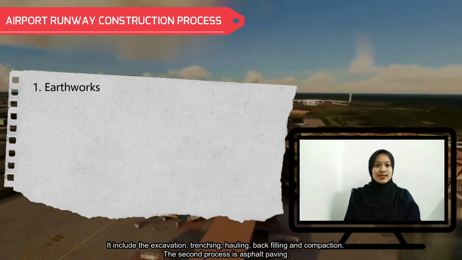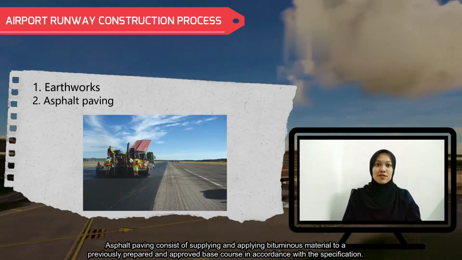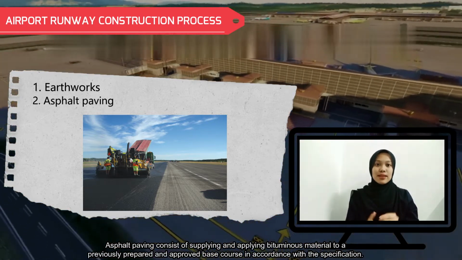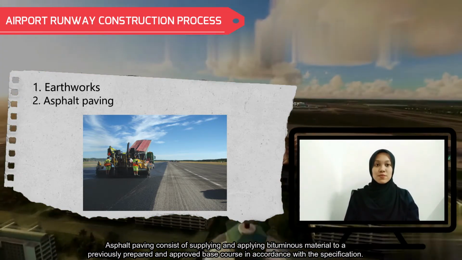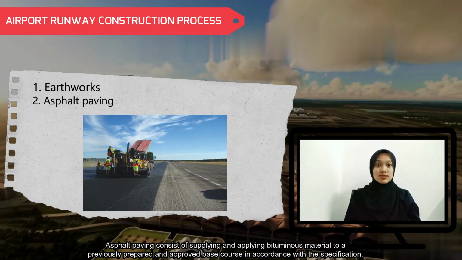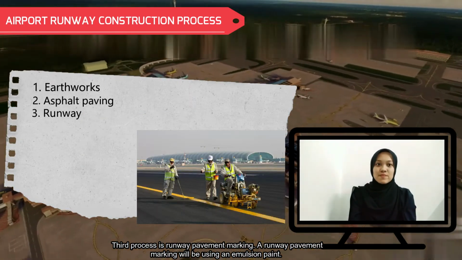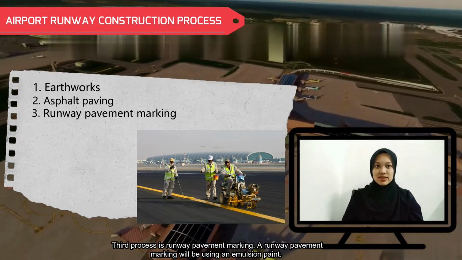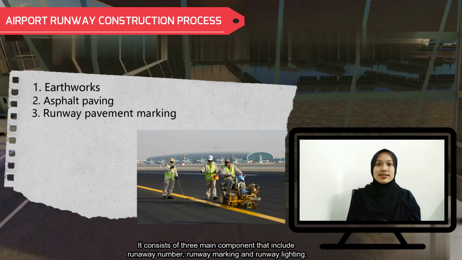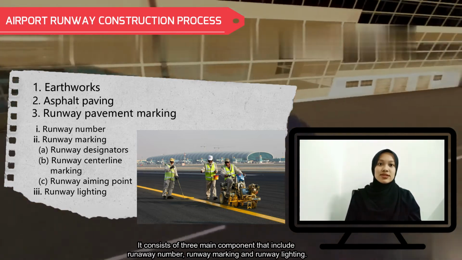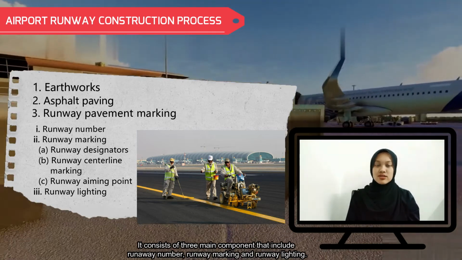The second process is asphalt paving. Asphalt paving consists of supplying and applying bituminous material to a previously prepared and approved base course in accordance with the specification. The third process is runway pavement marking. A runway pavement marking will be using an emulsion paint. It consists of 3 main components that include runway number, runway marking and runway lighting.